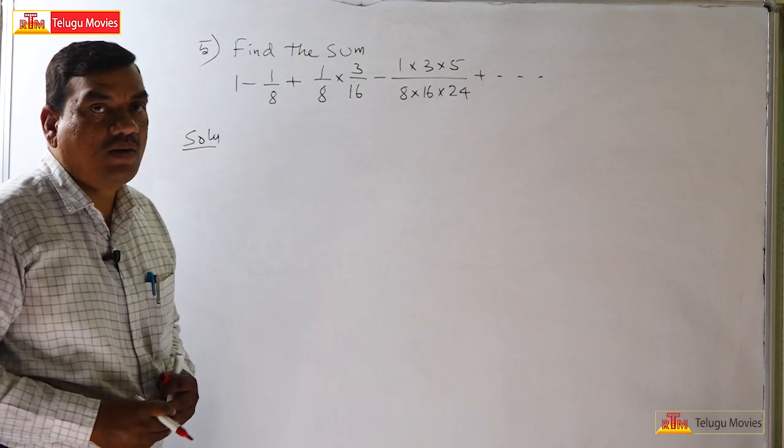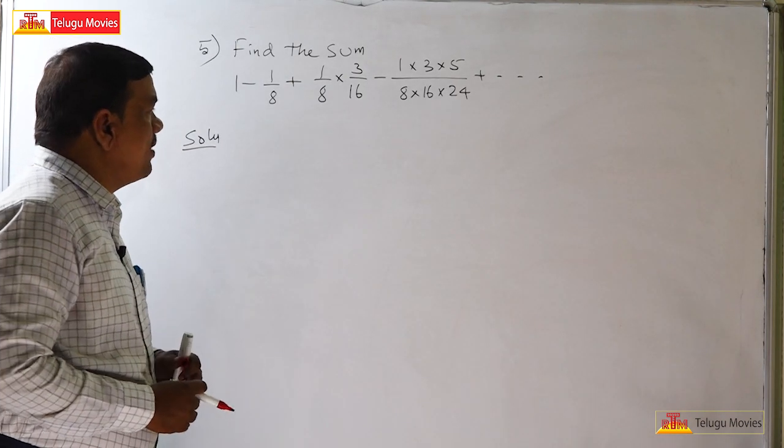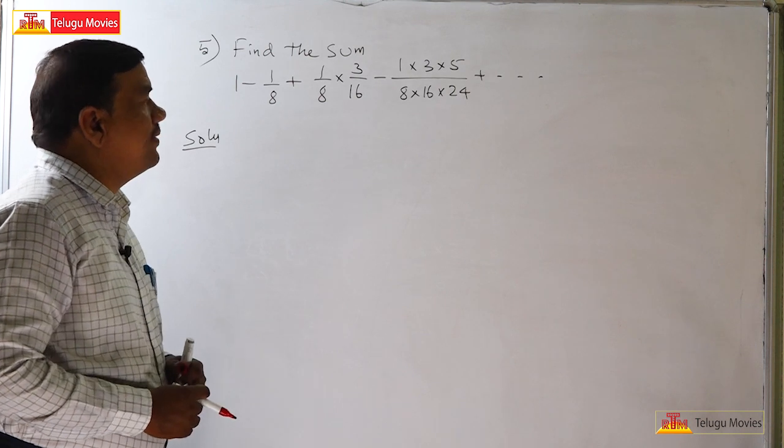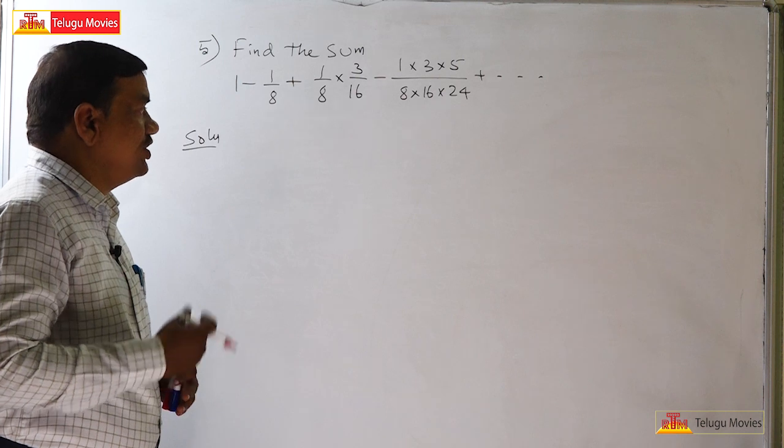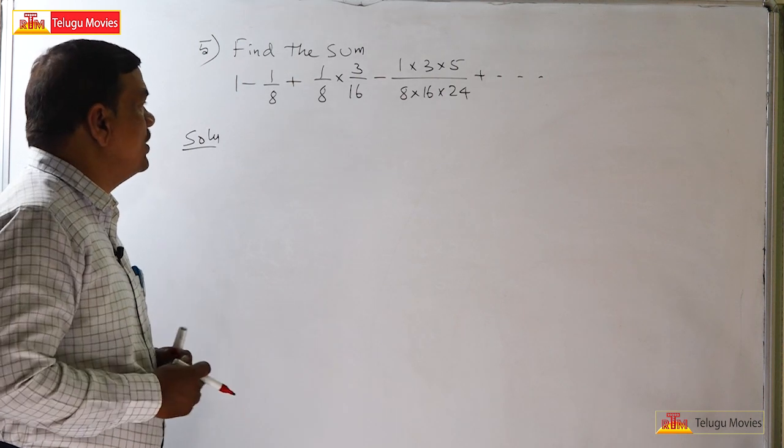The series is 1 minus 1/8 plus (1/8)(3/16) minus (1·3·5)/(8·16·24), and so on. So how do we find the sum?